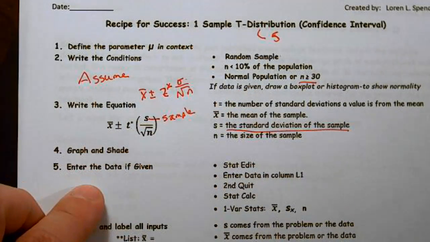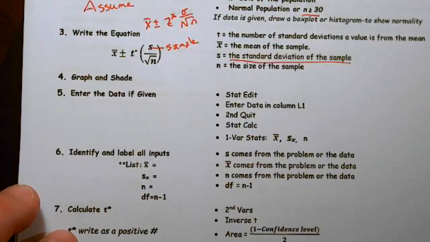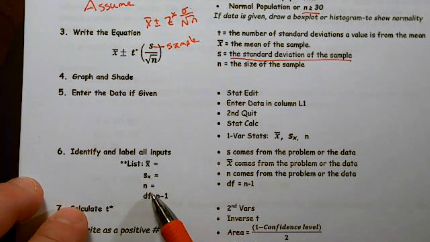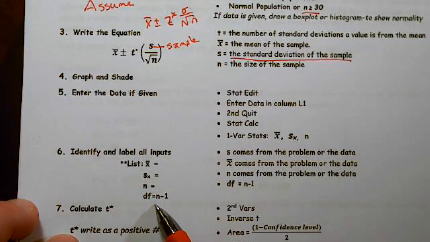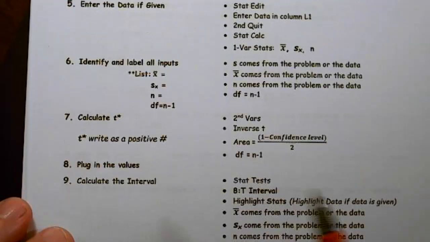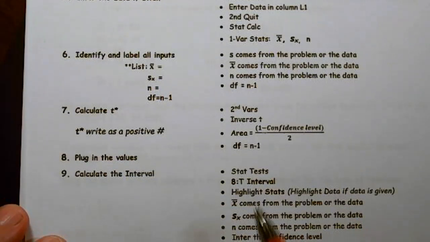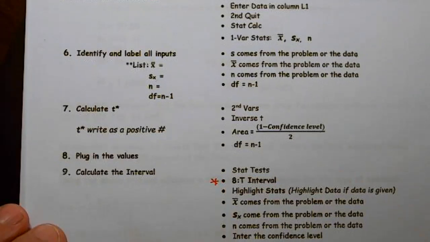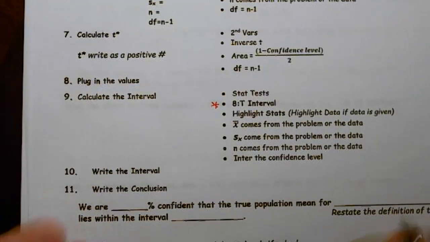Graph and shade, which is sort of optional. If we have data, we need to enter that. We need to make sure we identify our inputs: x bar, standard deviation of the sample, the n, and degrees of freedom. We'll calculate t star and plug in the values. Then we'll calculate the interval, and this is where we're going to go to number 8, which is t interval. We'll write our interval, and then we'll state our conclusion.